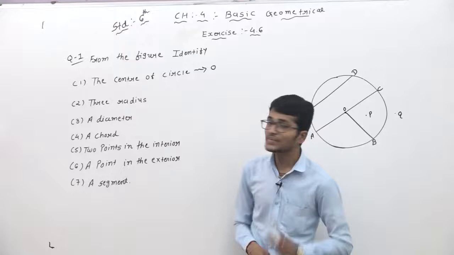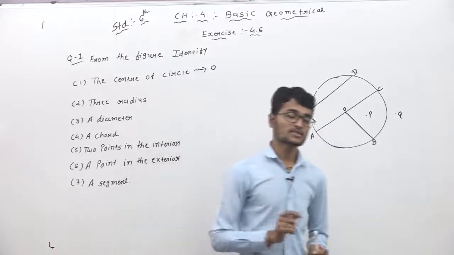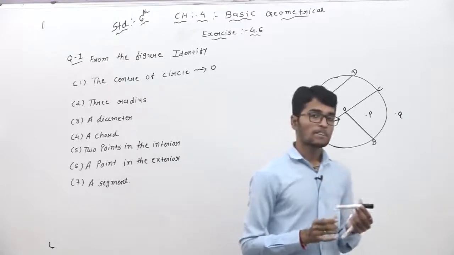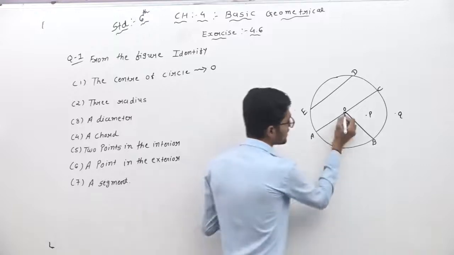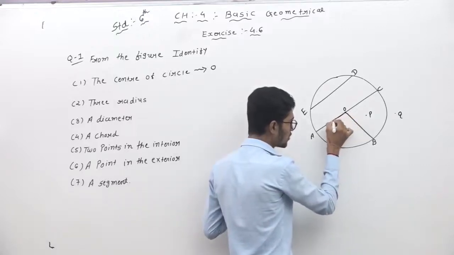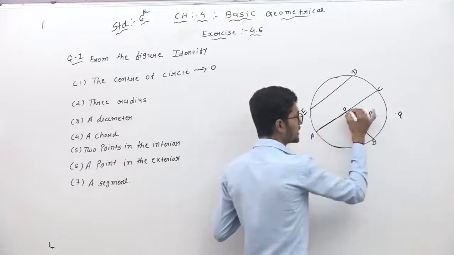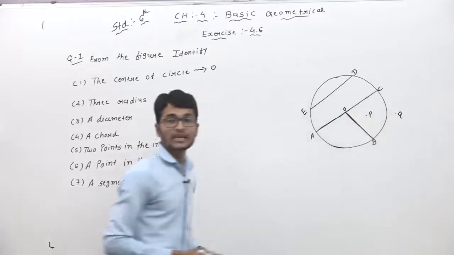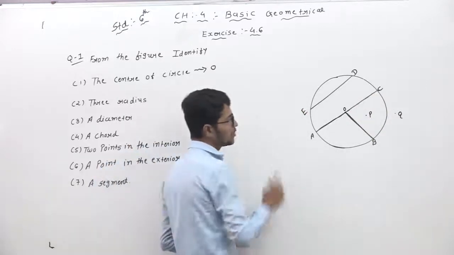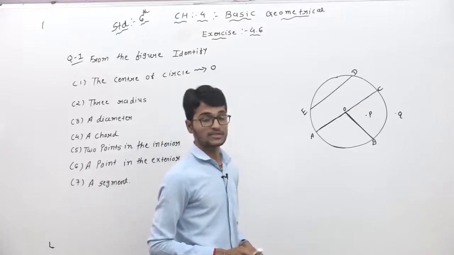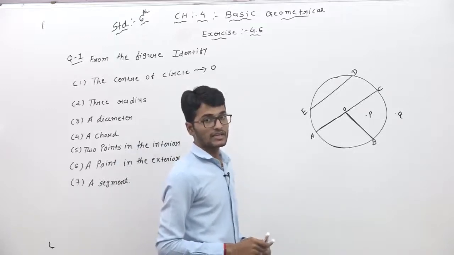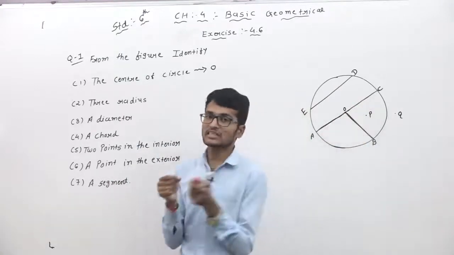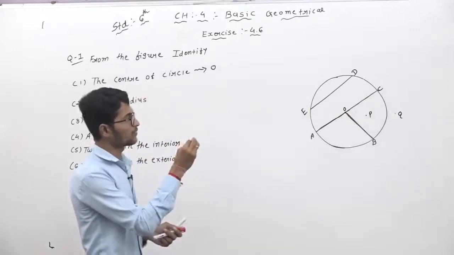Then the second one, three radii. First of all, dear students, what is a radius? Here in the circle, from the center draw one line, and one line, and one line. So here how many radii? Here are a total of 3 radii. These small lines that connect the center to the circle are one type of radius.